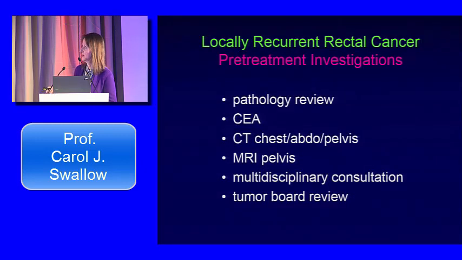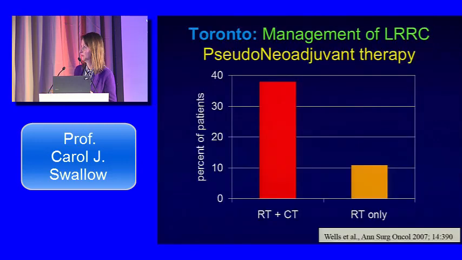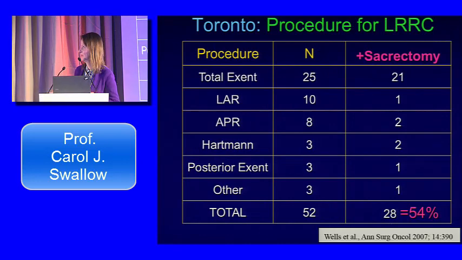All of these patients have a review of their original pathology, so we know what we're dealing with, and a CEA for future follow-up. Cross-sectional imaging, in particular an MRI, is essential, and they see multiple surgical disciplines as well as radiation and medical oncology, and we review every case at a tumor board. Those who didn't have previous radiation got radiation before their resection for their local recurrence, and a very few patients had re-irradiation, which we could discuss later.